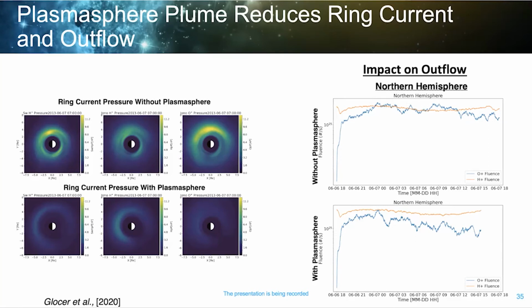So this is really a system-wide impact: if you reduce the reconnection rate, you reduce the efficiency of the solar wind magnetosphere coupling, and that's going to reduce the amount of outflow you get, change the composition of the outflow, and also change the ring current buildup and composition as well. And so this is, I thought, a very nice result and kind of shows the utility of system-wide integrated models to study some of these questions.